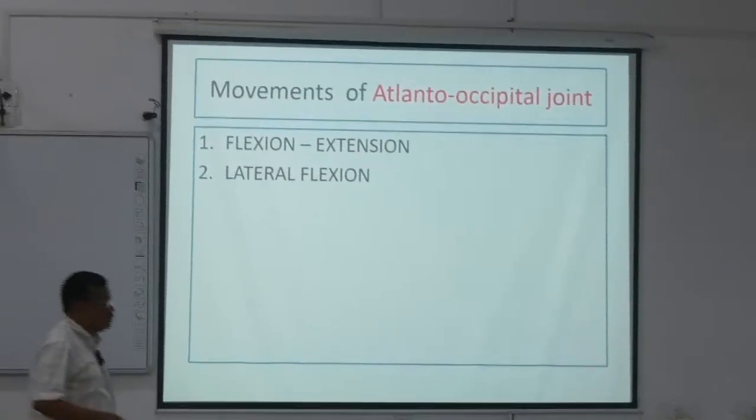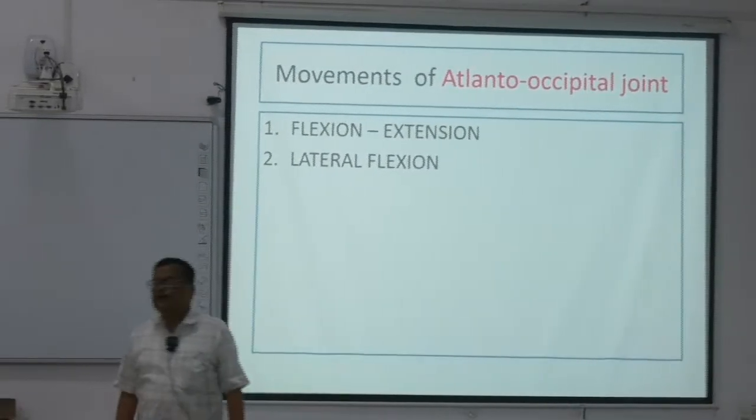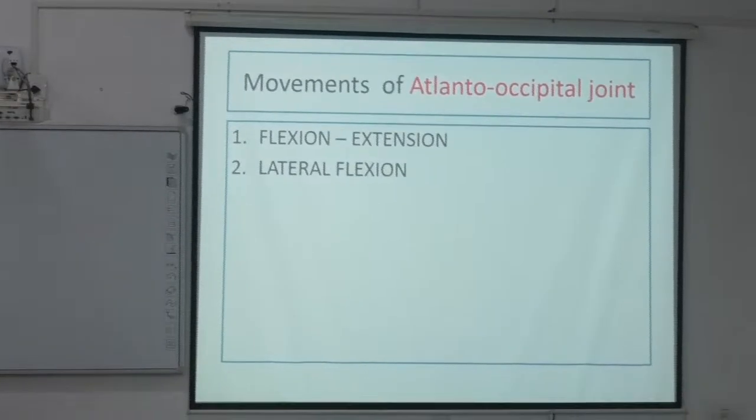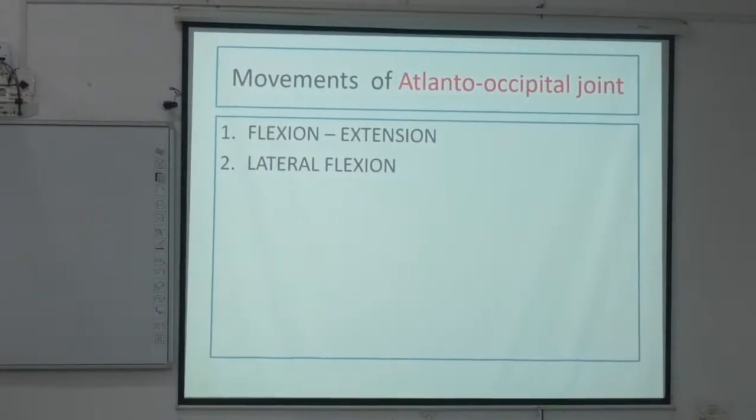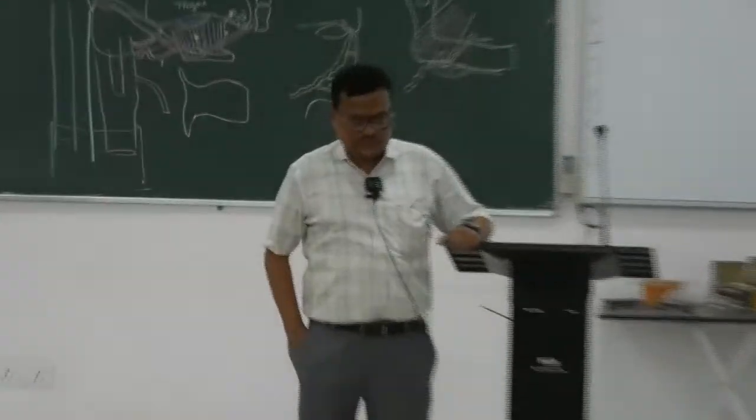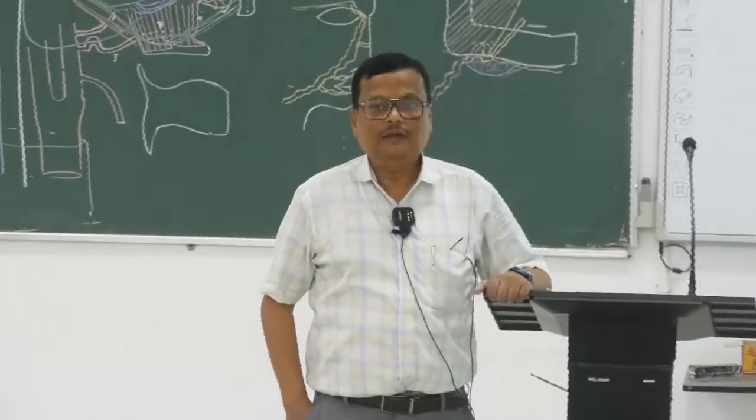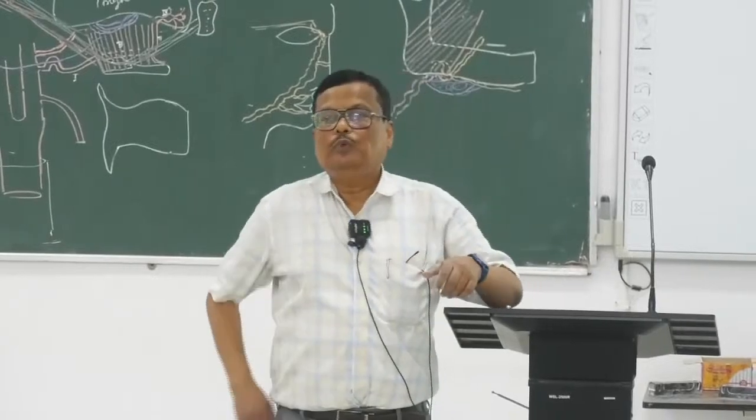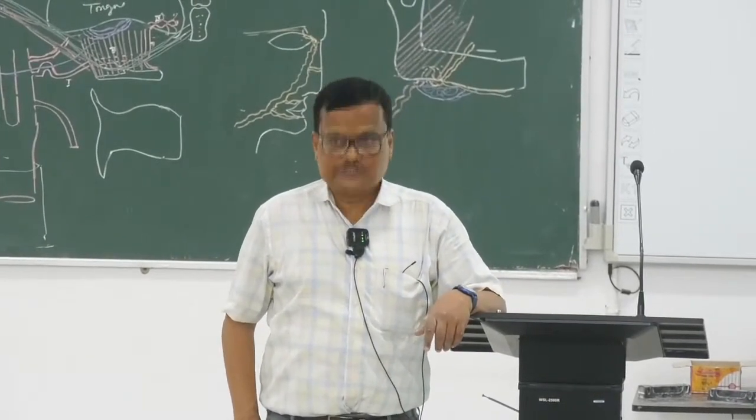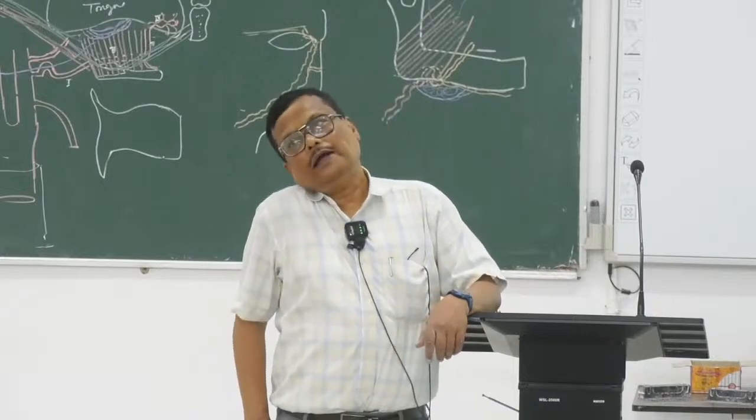Now what is important: movements of the atlanto-occipital joint. Another name of the atlanto-occipital joint is the yes joint. Another name of the atlanto-occipital joint is the yes joint. So mainly movements in the atlanto-occipital joint are flexion and extension and also lateral flexion.